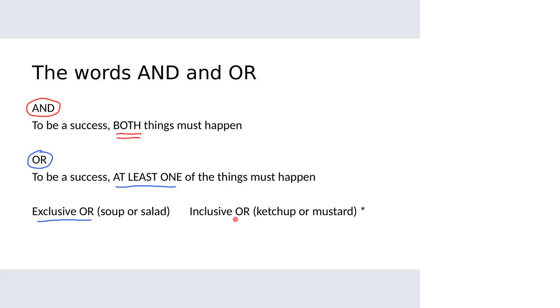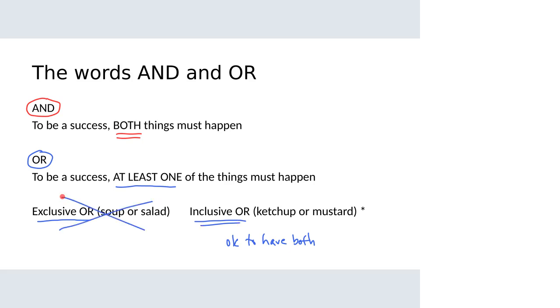There is also inclusive or, which would be like if you were going to a hot dog vendor and they said, you want ketchup or mustard? Well, you could say, I want ketchup, I want mustard, I want both. Inclusive or, it's okay to have both. When we talk about the word or in mathematics, we are talking about inclusive or.